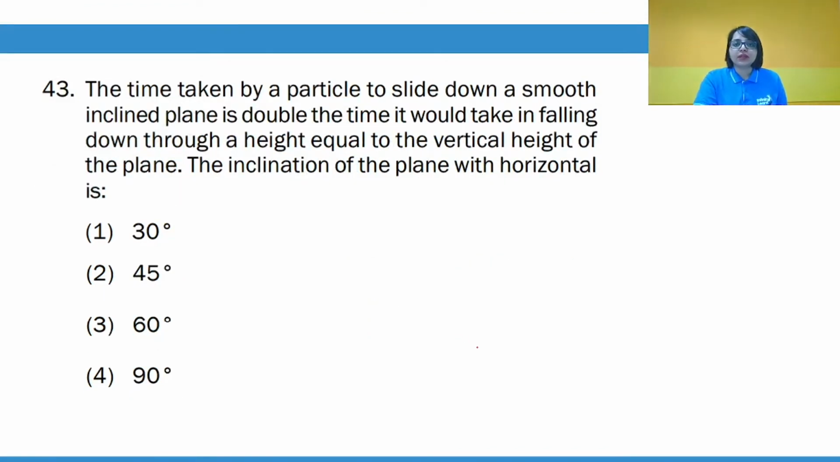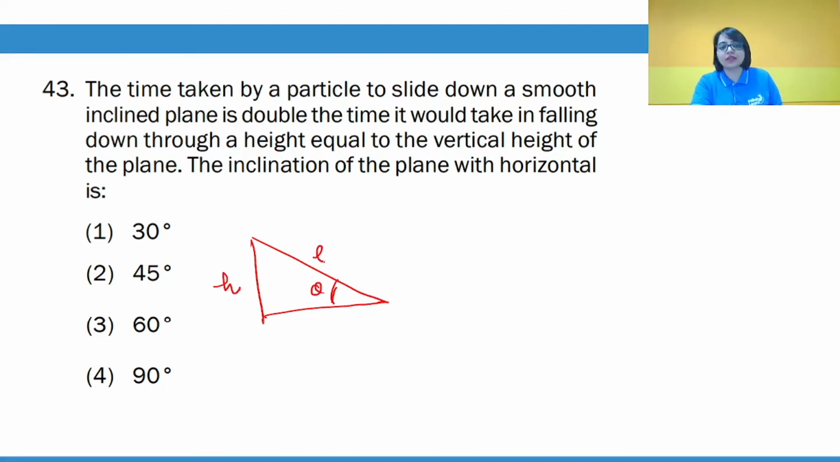The time taken by a particle to slide down a smooth inclined plane is double the time it would take in falling down through a height equal to the vertical height of the plane. The inclination of the plane with the horizontal is. Let's say this is the plane, this is the inclination angle theta, right? This is the height h and this is L. So in this case, time taken is 2 times the time taken by the particle in dropping through the same vertical height h directly.